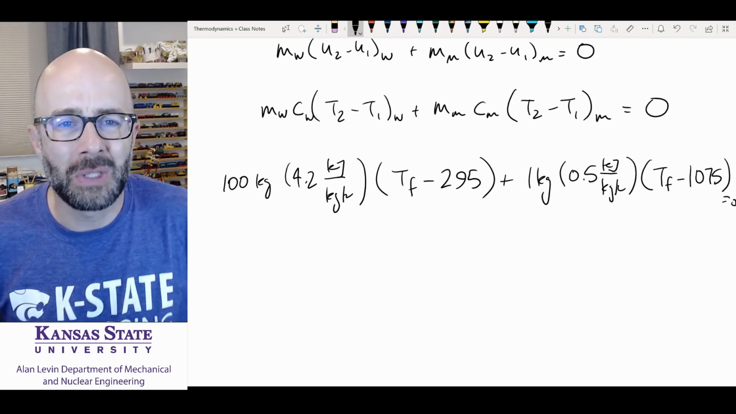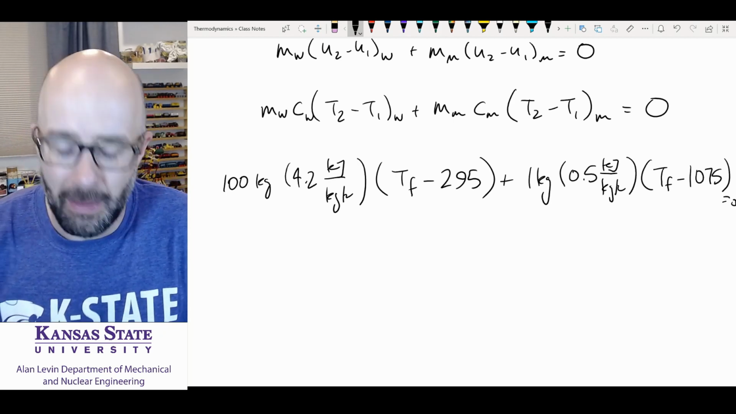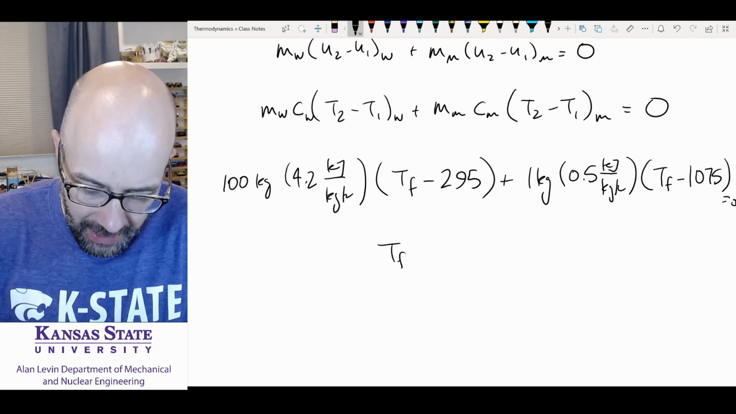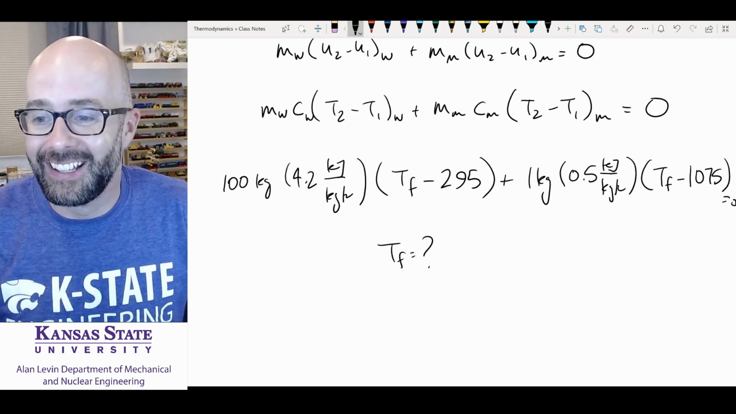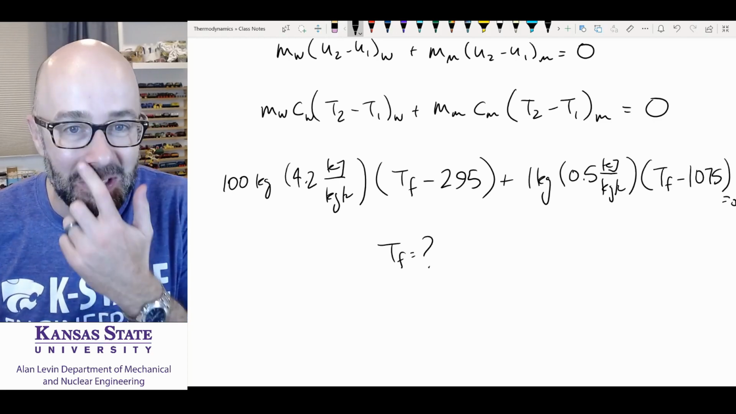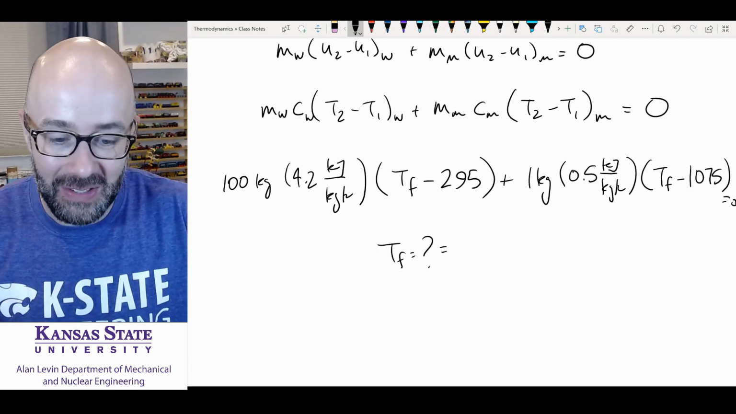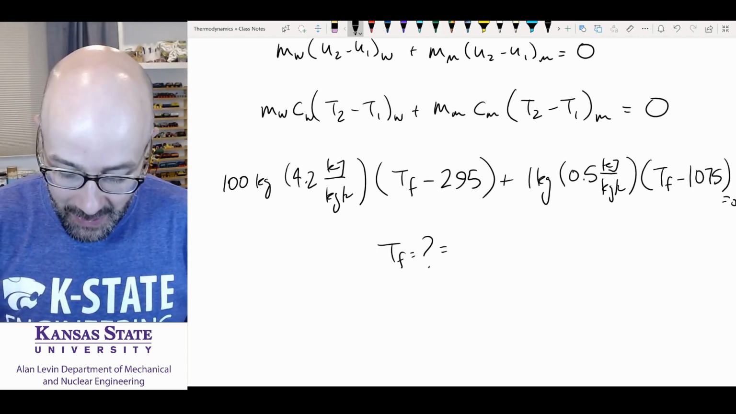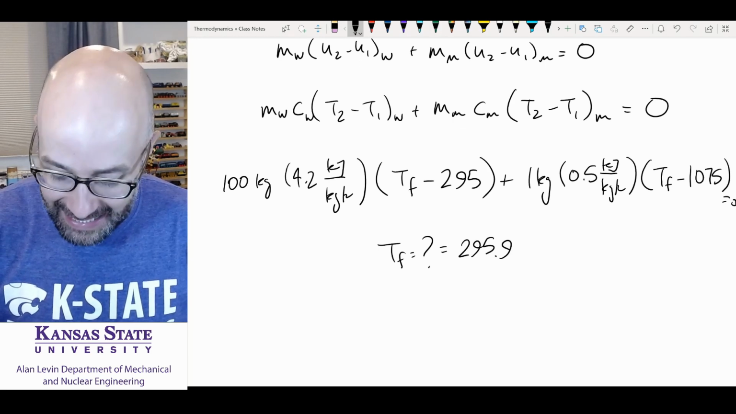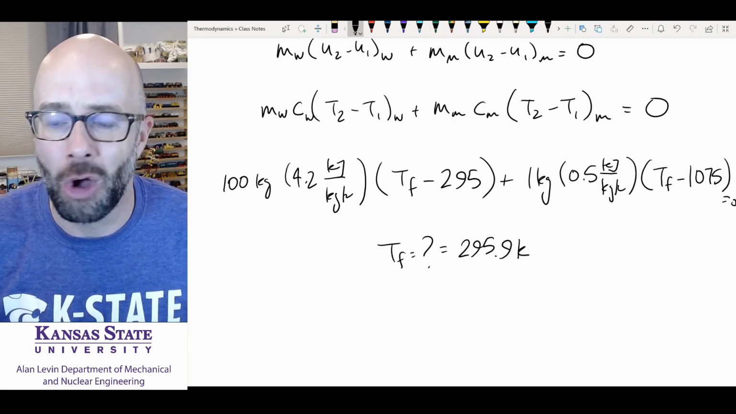Okay, that's really all there is to this problem. It's not a very challenging mathematical problem. I want you to find out what TF is, of course. So I recognize this problem is going to be the first law problem. I need to make it a second law problem. So this final temperature here is going to be equal to 295.9 Kelvin. So it's very close to 295. It doesn't change it appreciably at all.